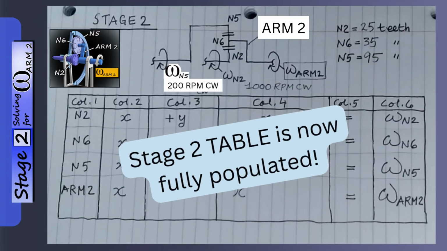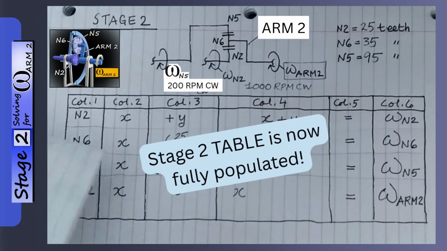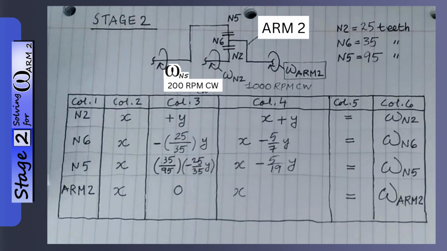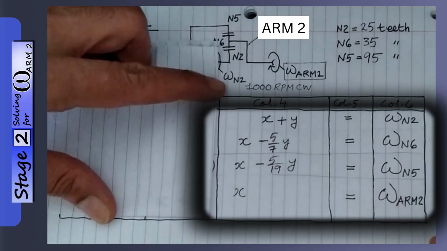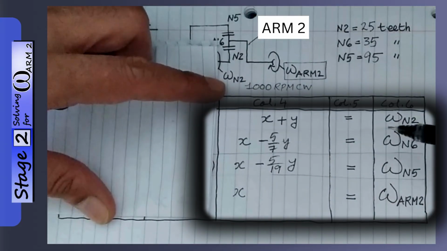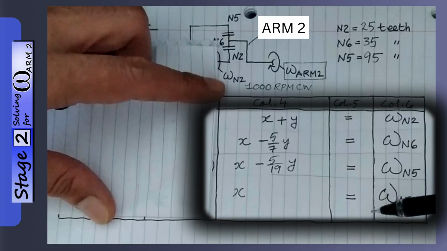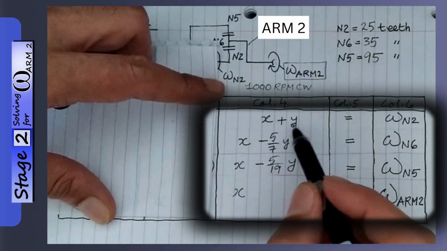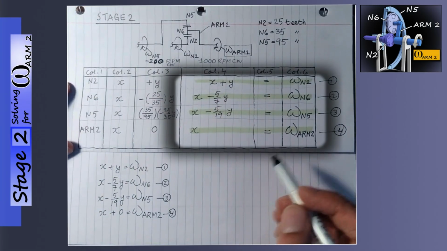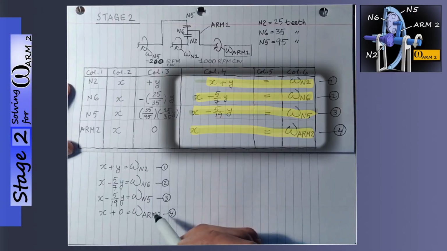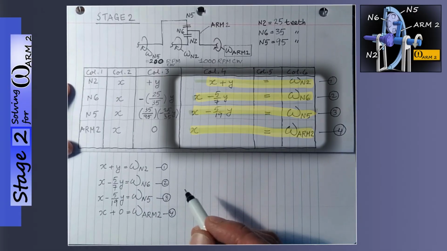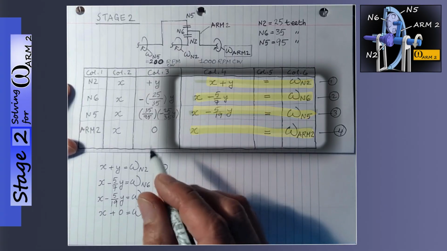And yeah, so as before, now we are ready to extract the equations. We do the same thing. We hide columns 1, 2, and 3. We don't need them anymore. And we find ourselves looking at 4 equations where the X and Y are unknown. So we bring these 4 equations down.